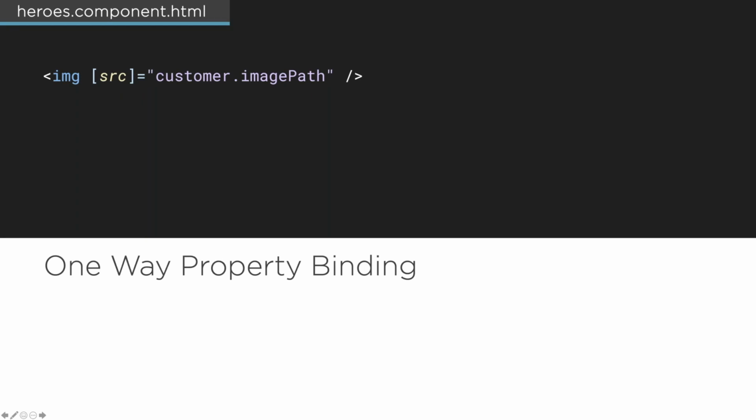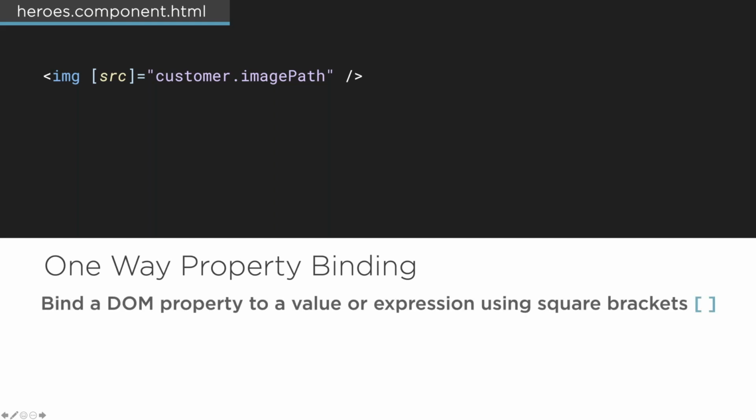Then we could do one-way property binding. Sometimes we want to show an image, like we might get a customer's image path as part of a model. To render that, we normally would use the image source attribute, but in this case, we're going to wrap it with these square brackets. That's the syntax we use for property binding. We can take any HTML property, wrap it with the square brackets, and then bind it to a model. And this is going to go get that image from wherever that path happens to be.